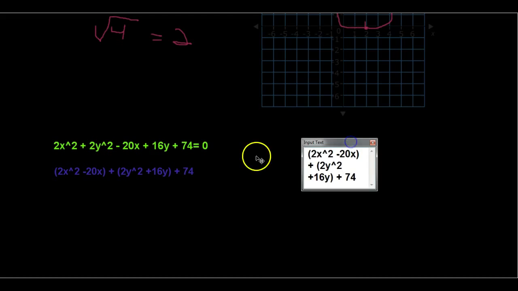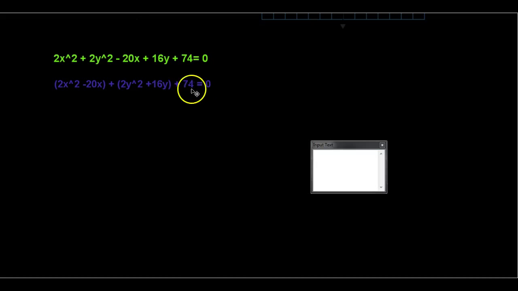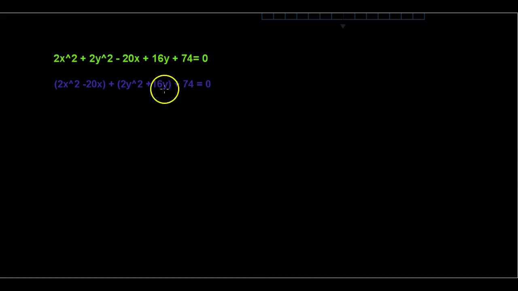Okay, so now that we got these separated out, it's all equals 0 still. Now we're going to subtract that 74 over. So we get that it equals negative 74. And now we still have the 2x squared minus 20x plus 2y squared plus 16y equals negative 74.